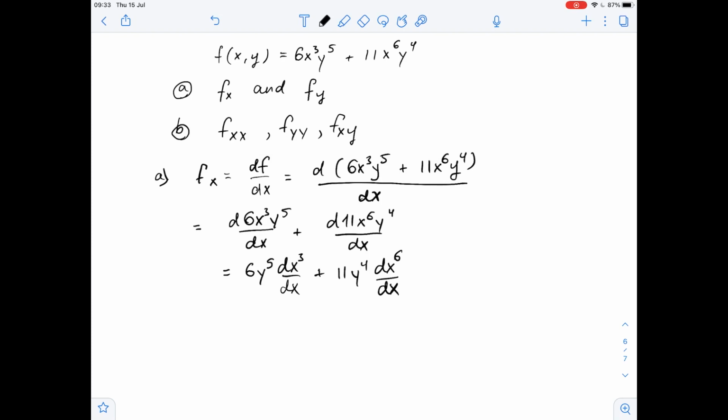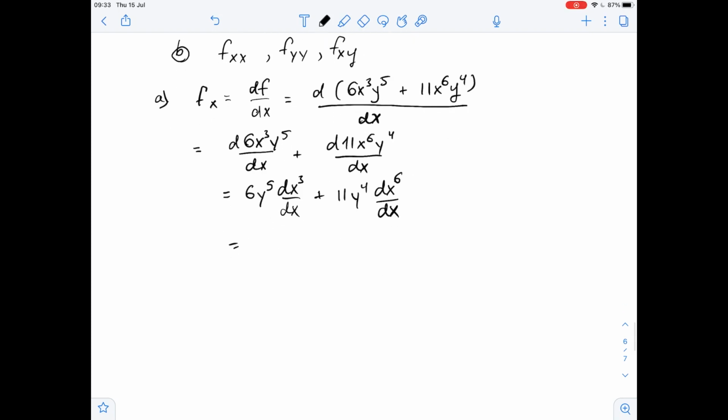Then this equals 6y to the 5th power times 3x squared plus 11y to the 4th power times 6x to the 5th power. Let's simplify it. We get 18x squared times y to the 5th power plus 66x to the 5th power times y to the 4th power.